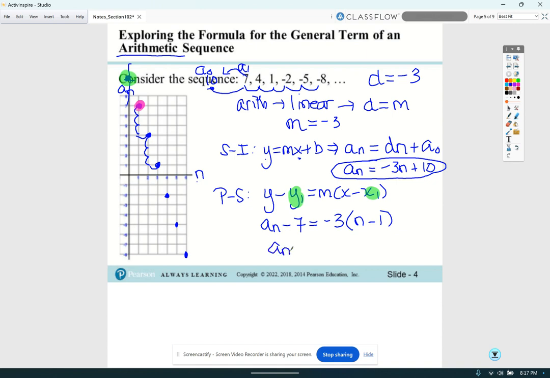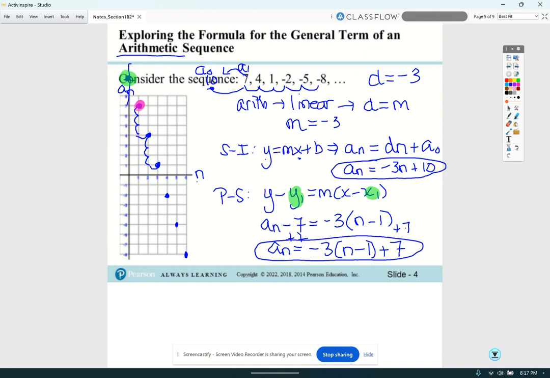Then usually for sequences, we want to get that a sub n isolated on the left side. So I'm going to add 7 here to both sides of this equation. And that's going to look like this, -3, n minus 1, plus 7. So that's the specific one for this question.